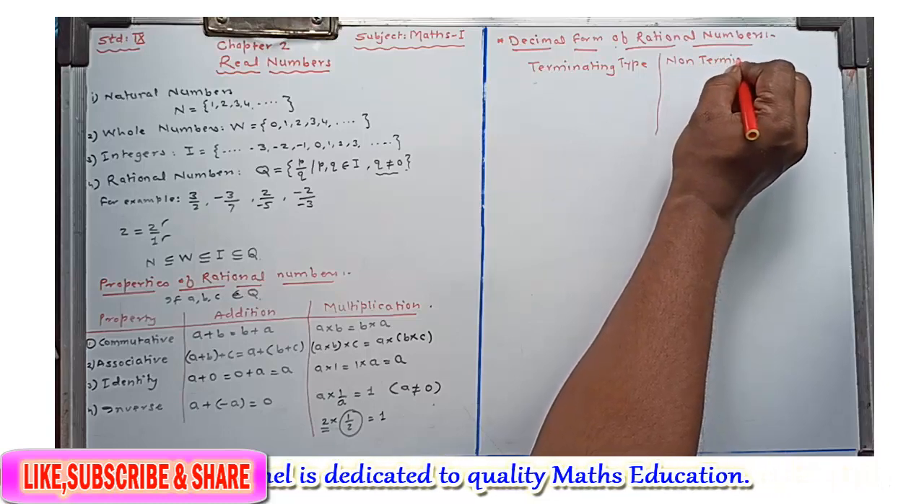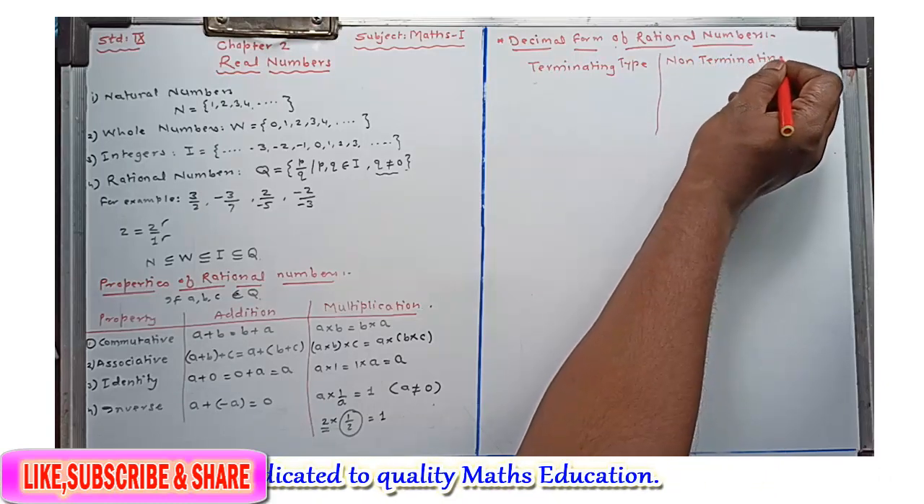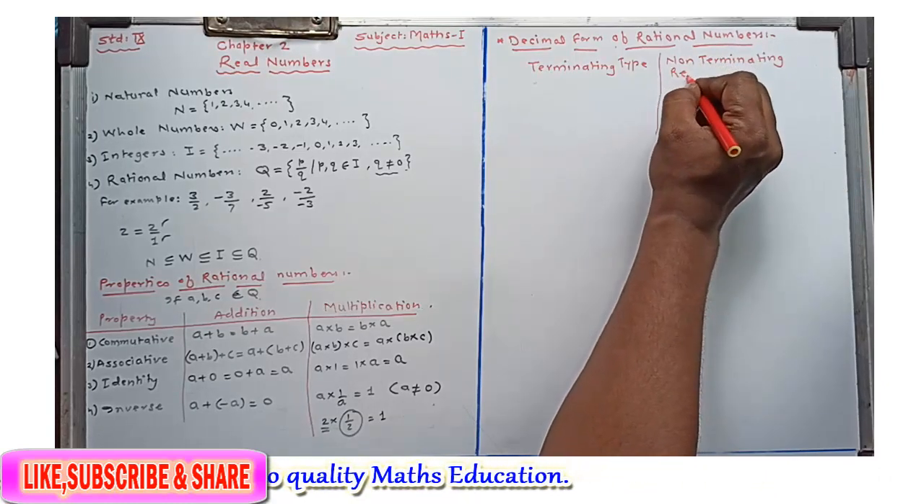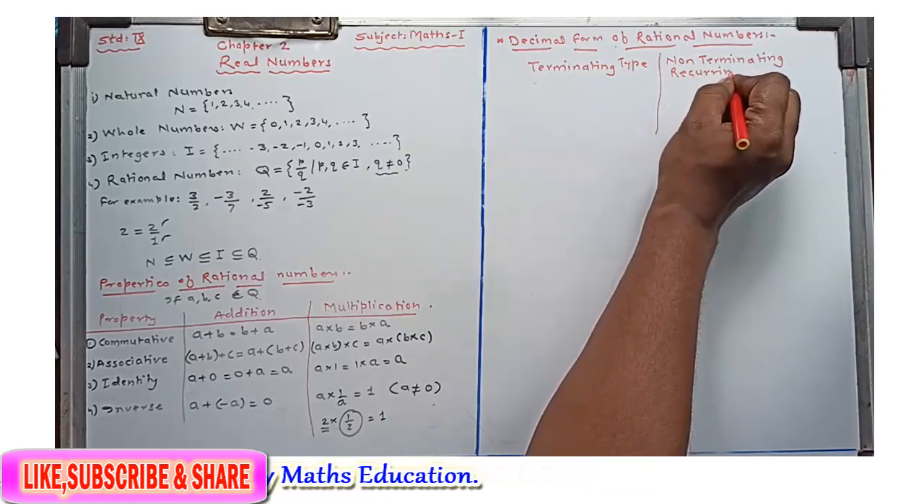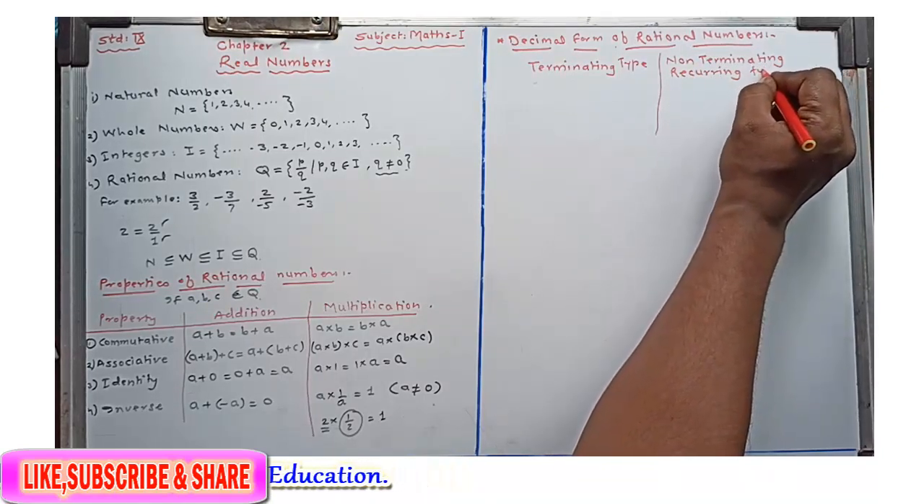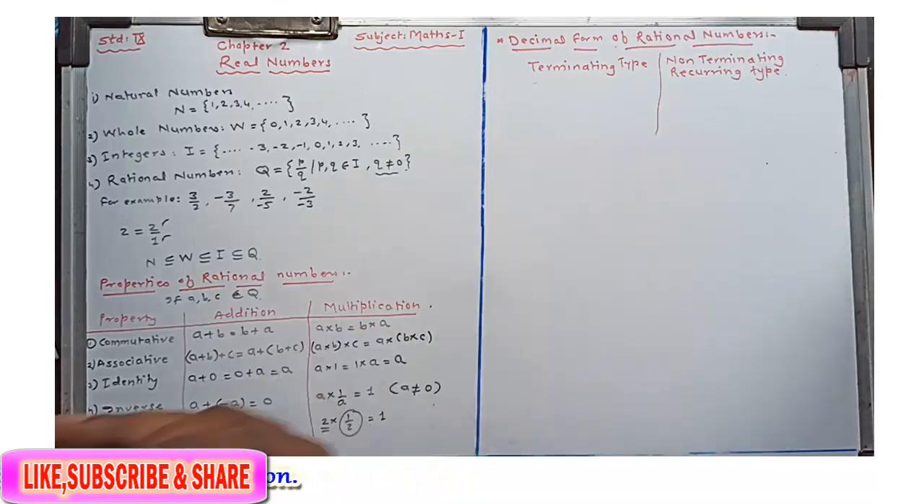Non-terminating recurring type. Non-terminating recurring type. Okay, now first we'll see the examples of terminating.